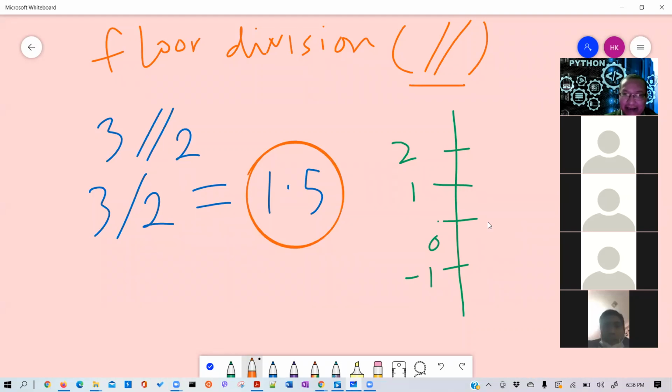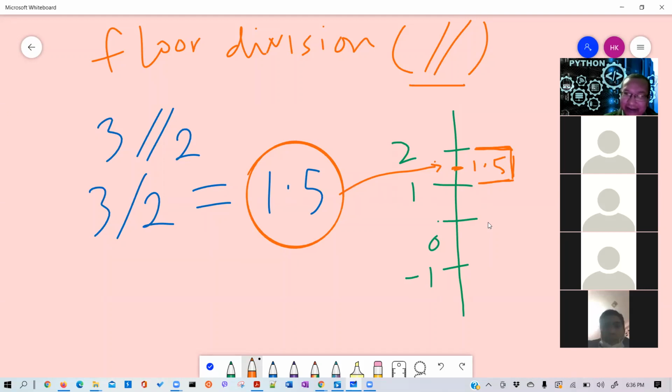It should be right in the middle of 1 and 2, right? Right here. So this is 1.5. Now imagine this is a room. Your room is a room, it's less than 2 and greater than 1, right? So now floor means this.